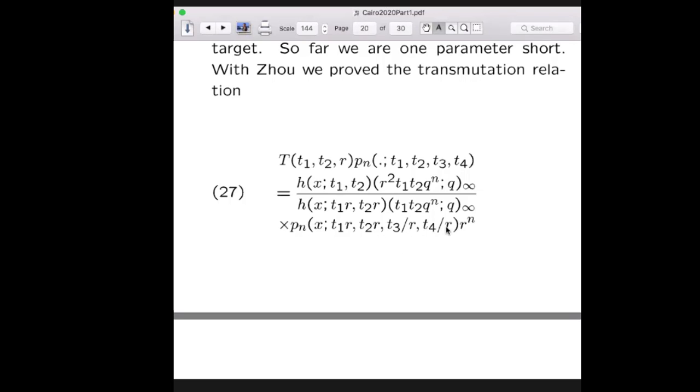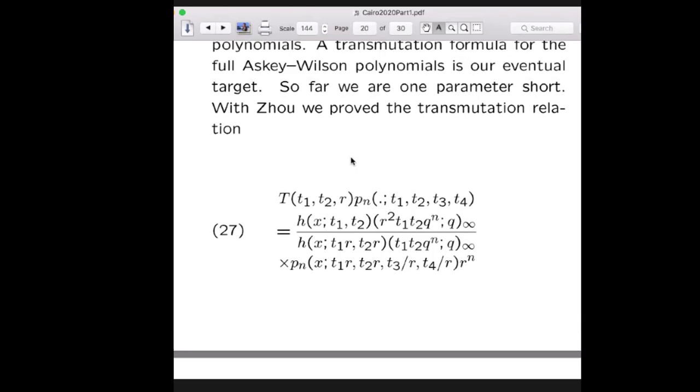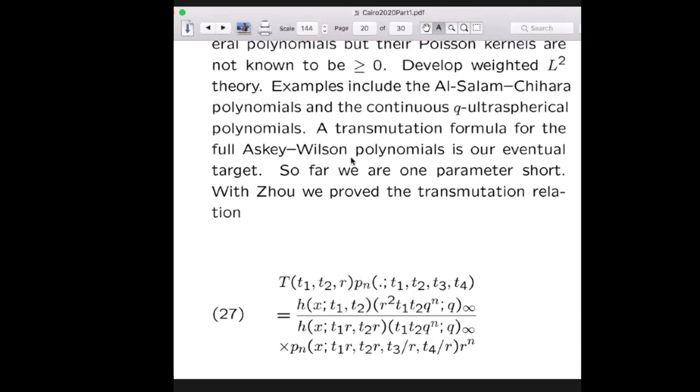Again, this is still special. We really would like this to be S1, S2, S3, S4, but this is sort of the poor man's version of it. We don't know what the general one looks like, and this is so far what we could do. Again, these things that depend on n can be absorbed in a renormalization of the polynomials. So this indeed is a transmutation relation that comes out of our approach.